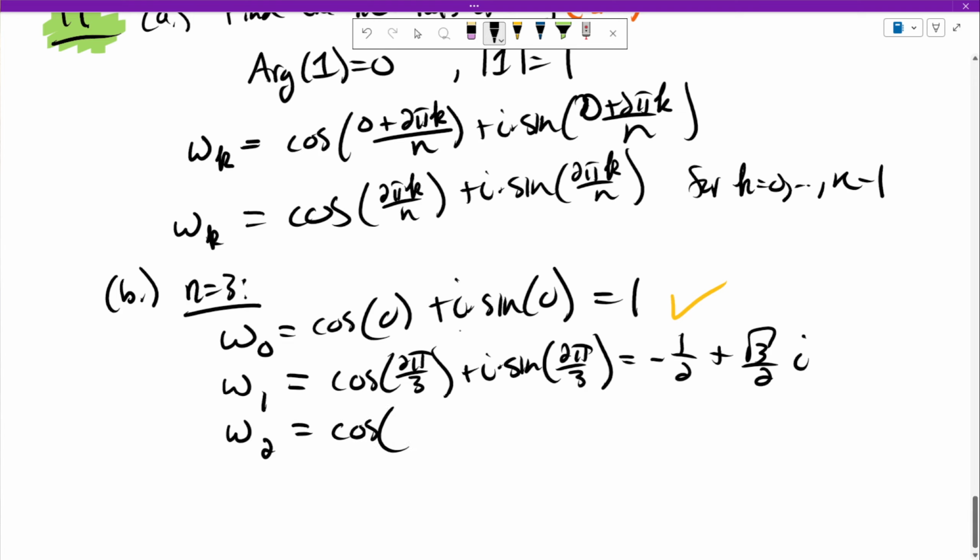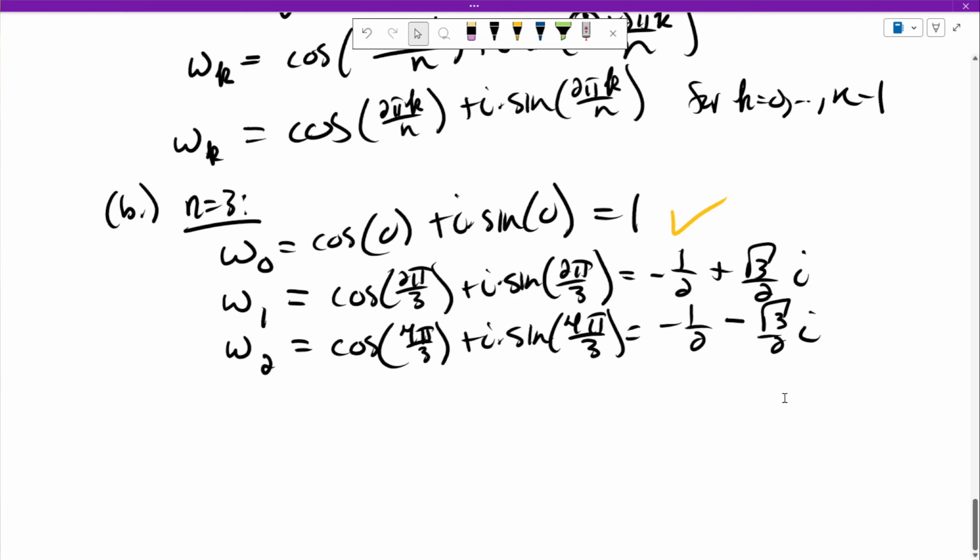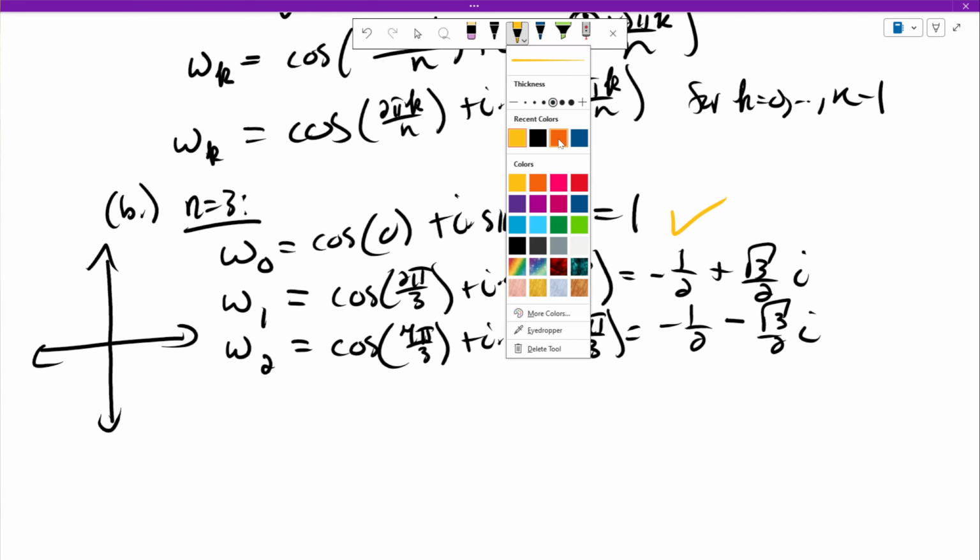W2 is going to be, with k equal to 2 and n equal to 3, 4 pi thirds for our angle this time. And the cosine and sine of those angles are negative 1/2 and negative root 3 over 2. Now, I want to observe something here real quick. This is all of them. Actually, let's draw a picture real quick, and then we'll do an observation, which will be helpful for some of your homework. So let's draw our circle.